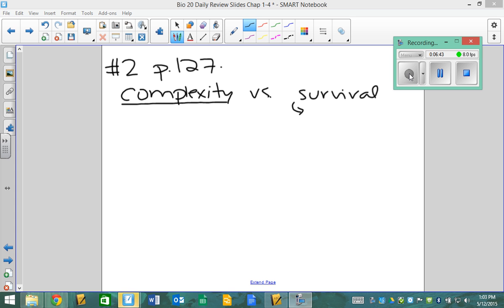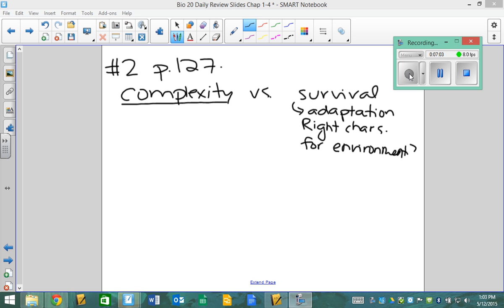Survival is based on adaptation. Do you have the right characteristics for your environment? Now, perhaps your environment is very simple and you do not need a lot of adaptations to survive there. Or perhaps you need only one really specific adaptation.